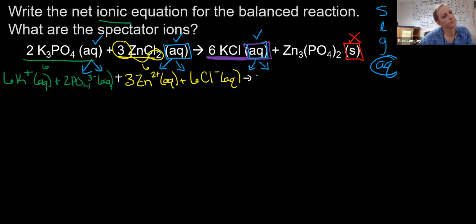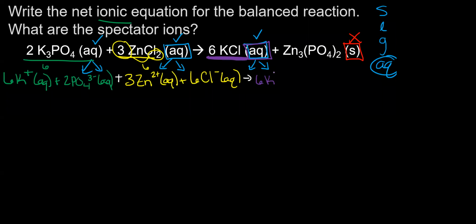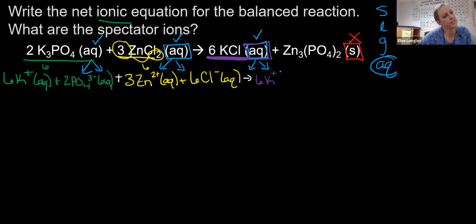Just 6K and then 6Cl. What's the charge on K? Positive. And what's the phase? Yeah, aqueous. And then what about chlorine? There's 6 chlorine.